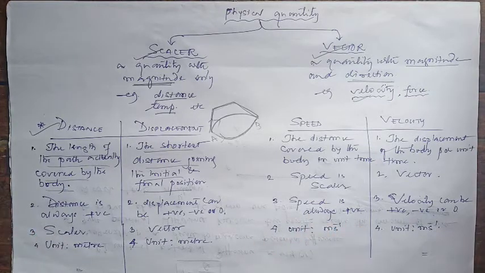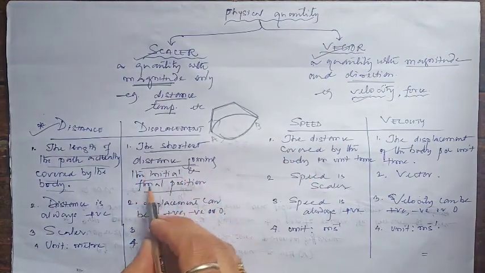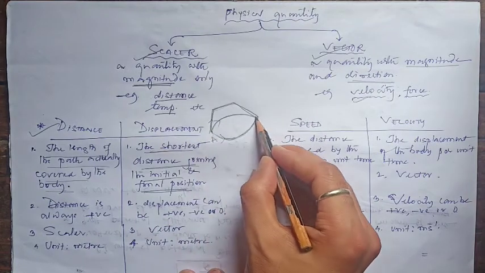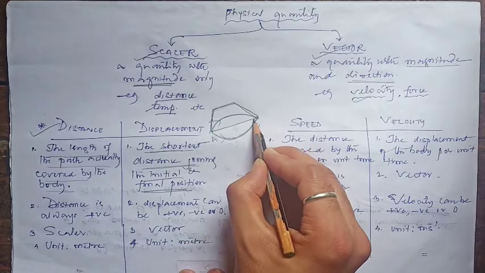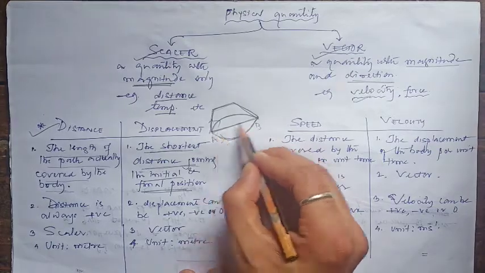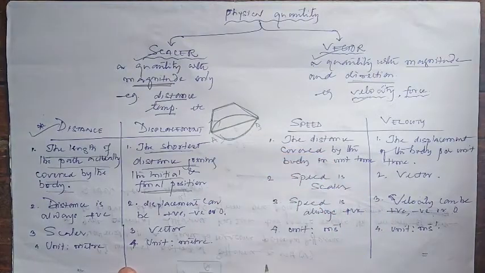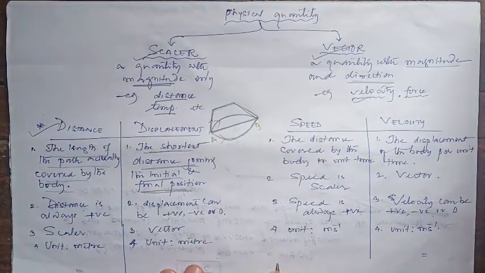What about the displacement? The displacement means the shortest distance joining initial and final position. Now suppose we have this path, this path, this path, and one more path, which is a straight line joining A and B. This is the shortest path of all these paths. So this shortest path which joins point A and B is called a displacement.